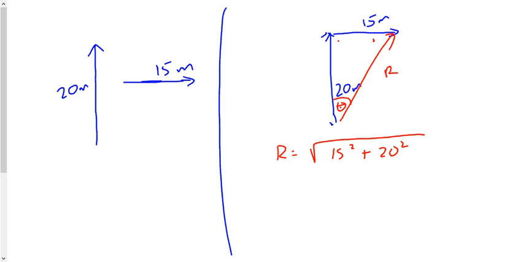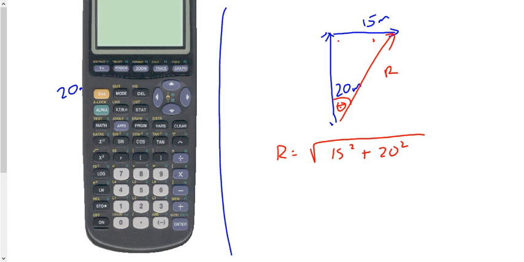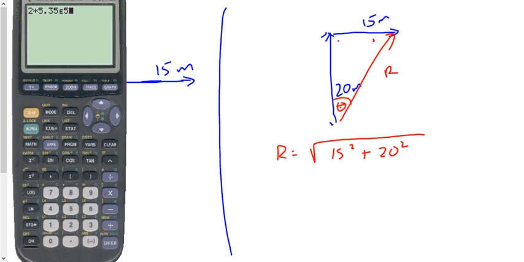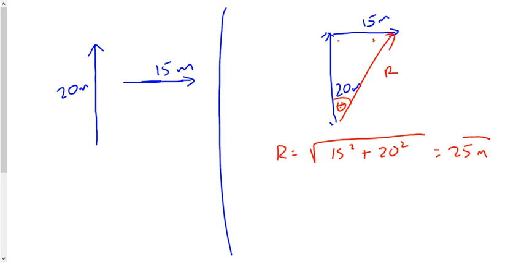Let's get the value of that on our calculator here. 15 squared plus 20 squared. Oops, that's not what we want. Square root that, and we get a value of 25. Works out to be 25 meters.